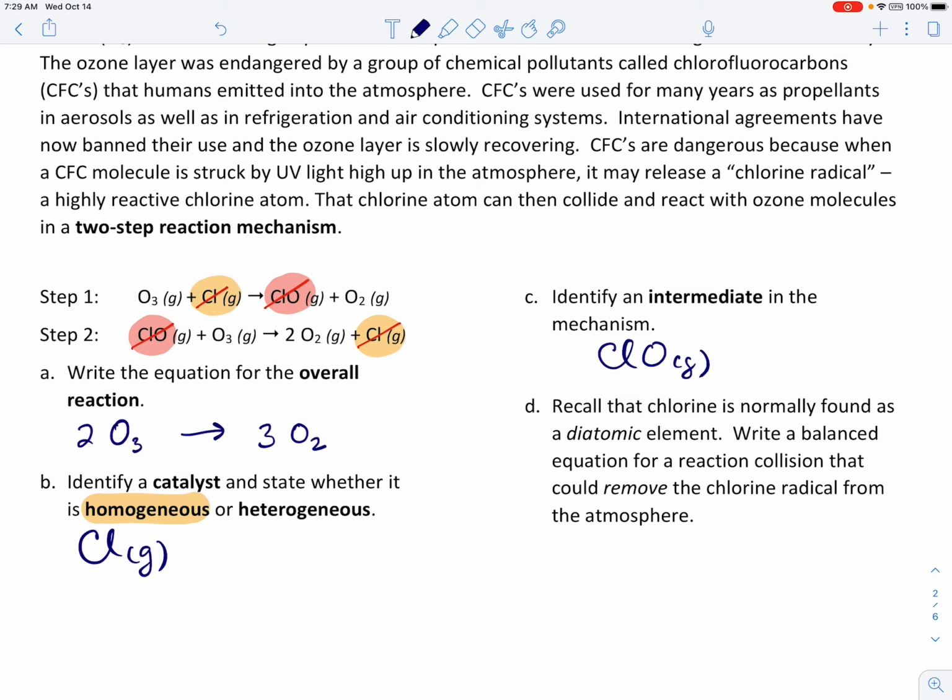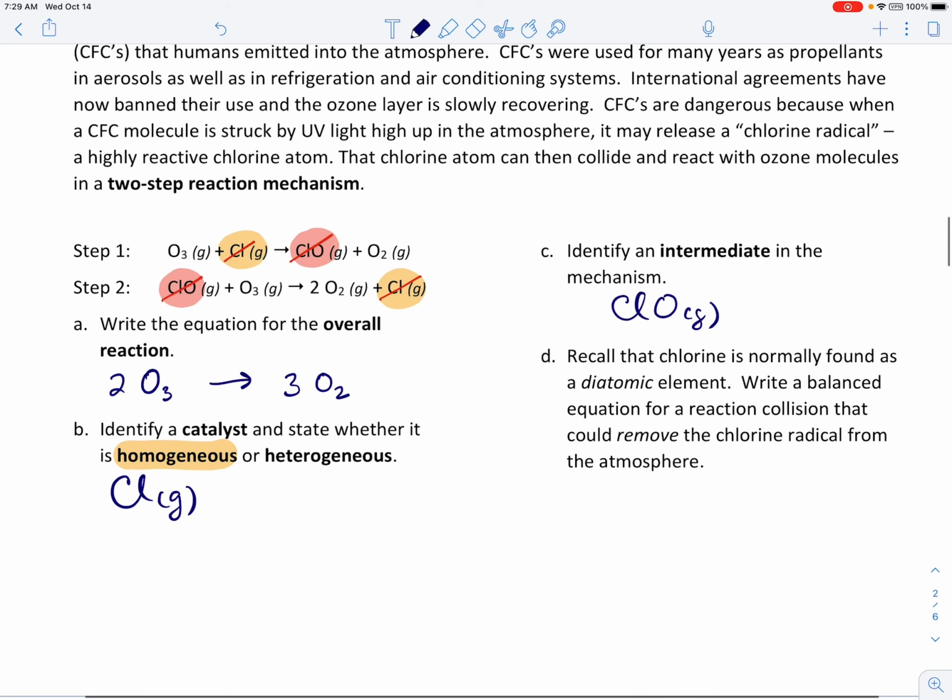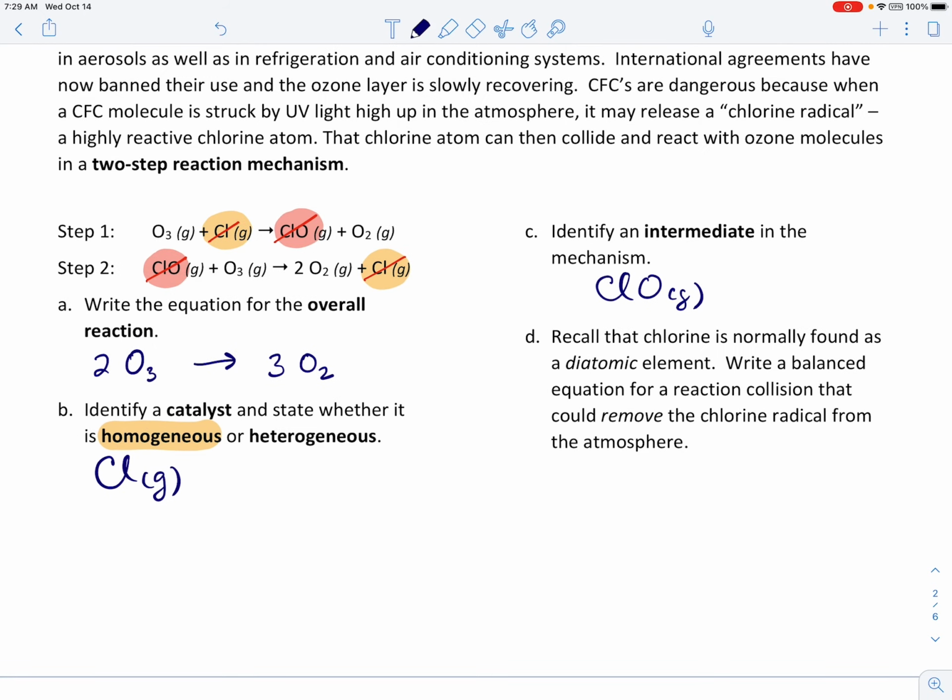Notice that catalysts and intermediates will always be canceled out when you write the overall reaction. The catalysts and the intermediates will never appear in the overall reaction. So they have to be canceled out in the mechanism. So chlorine is normally a diatomic element. It's one of our Hofbrinkel elements that have subscripts with 2. Here we have chlorine that's a radical. It's just an atom of chlorine, and I mentioned it's missing 1 electron.